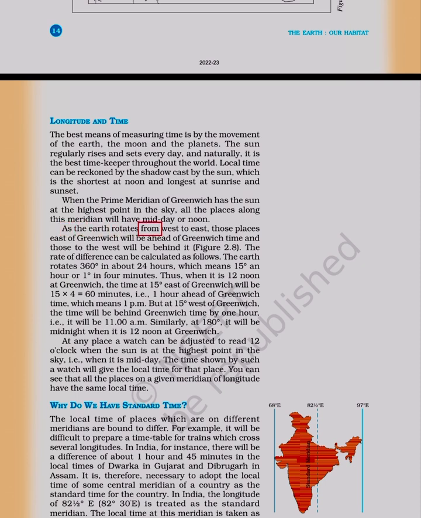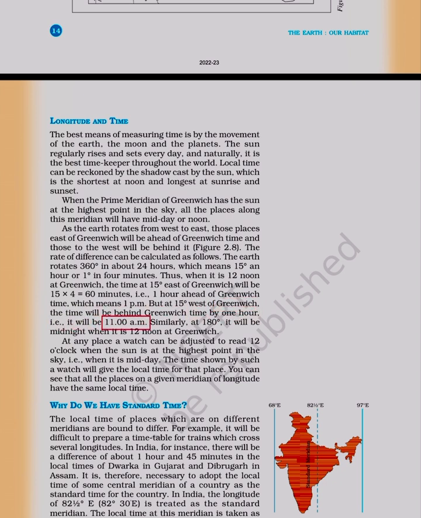As the Earth rotates from west to east, those places east of Greenwich will be ahead of Greenwich time and those to the west will be behind it, figure 2.8. The rate of difference can be calculated as follows. The Earth rotates 360 degrees in about 24 hours, which means 15 degrees an hour or 1 degree in 4 minutes. Thus, when it is 12 noon at Greenwich, the time at 15 degrees east of Greenwich will be 15 x 4 equals 60 minutes. That is, 1 hour ahead of Greenwich time, which means 1 p.m. But at 15 degrees west of Greenwich, the time will be behind Greenwich time by 1 hour.